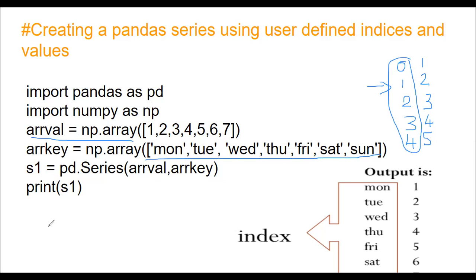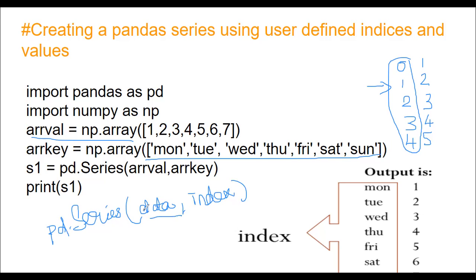Now what is our syntax for creating a series? pd.Series. We give data as the first argument, comma, then the index we used to give. Then the next many arguments we have, whatever we want, we can use it. So pd.Series(data, index).